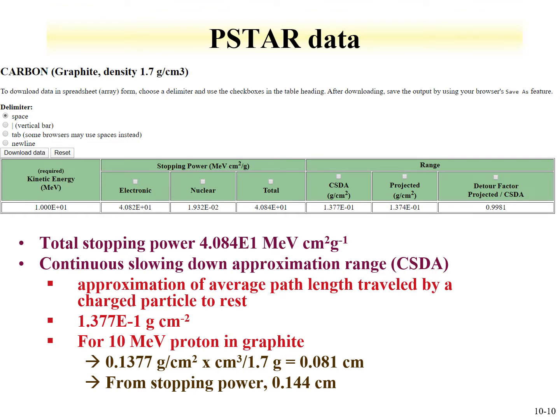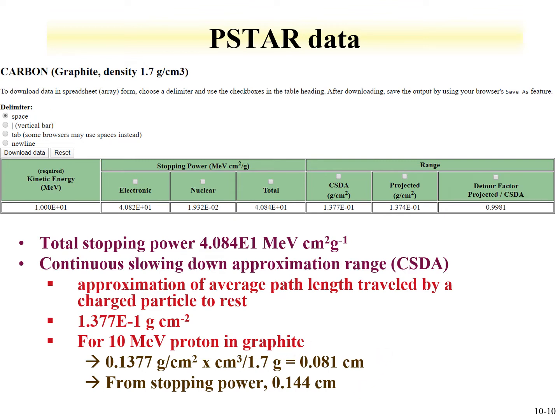So first of all, the stopping power, as I said from the previous slide, was pulled out of the table as opposed to the figure. And this was used to calculate the expected range of the 10 MeV proton in graphite. And remember that data was 0.144 centimeters. One can also use this continuous slowing down approximation range, and this is suitable if the particle comes down to rest in the material. So this CSDA is used for an average rest length traveled by the charged particle.